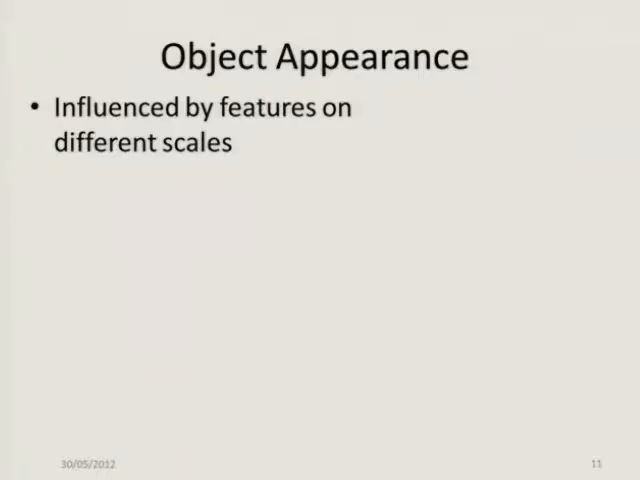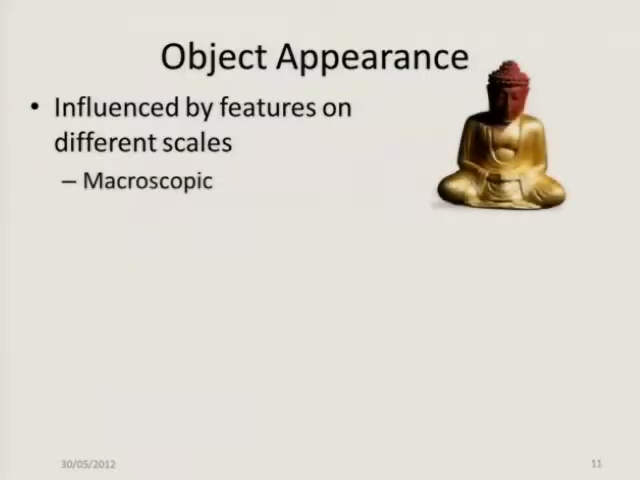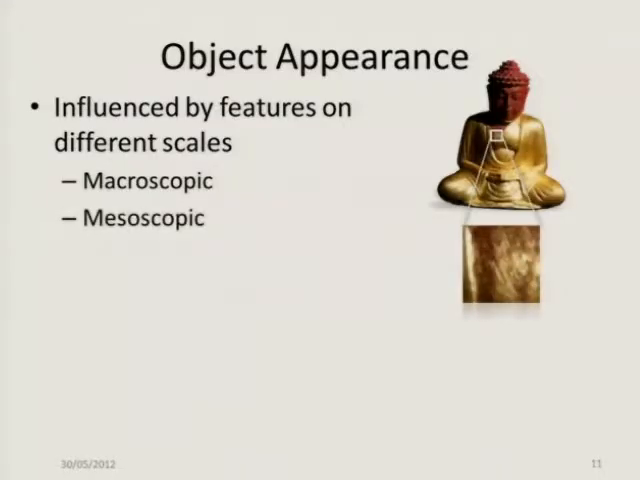And if we again look at object appearance, we see that it's influenced by features which are inherently on different scales. Namely, we have the macroscopic scale, the shape. Then we have a mesoscopic scale. It's not really defined what is mesoscopic, but it's somewhere between the microscopic scale and the macroscopic scale, at less than a pixel in your image, and therefore it depends on the distance of the observer and so on. But it's more than the microscopic scale, which is normally modeled using BRDF models or whatever. Okay.